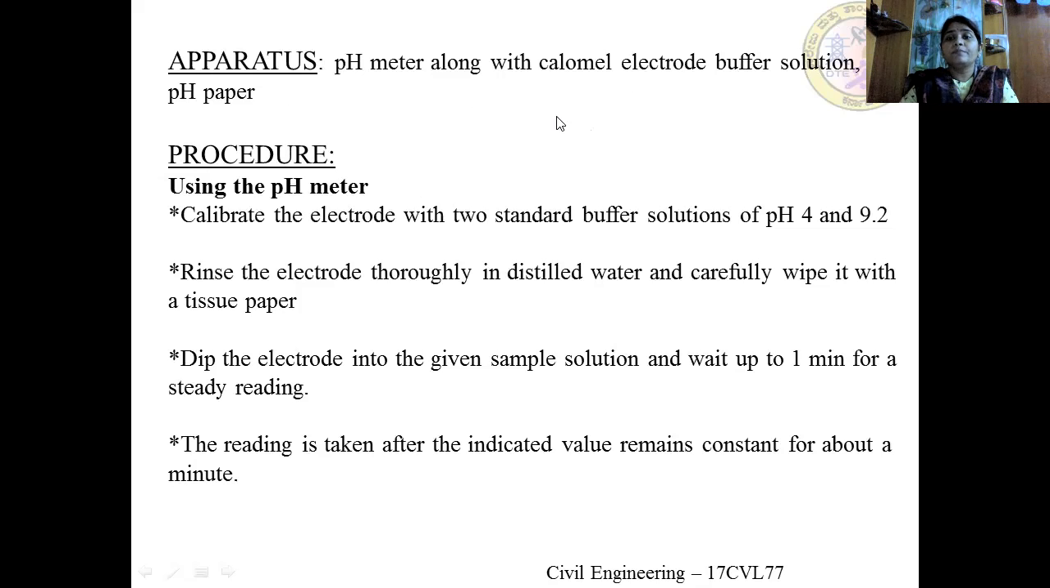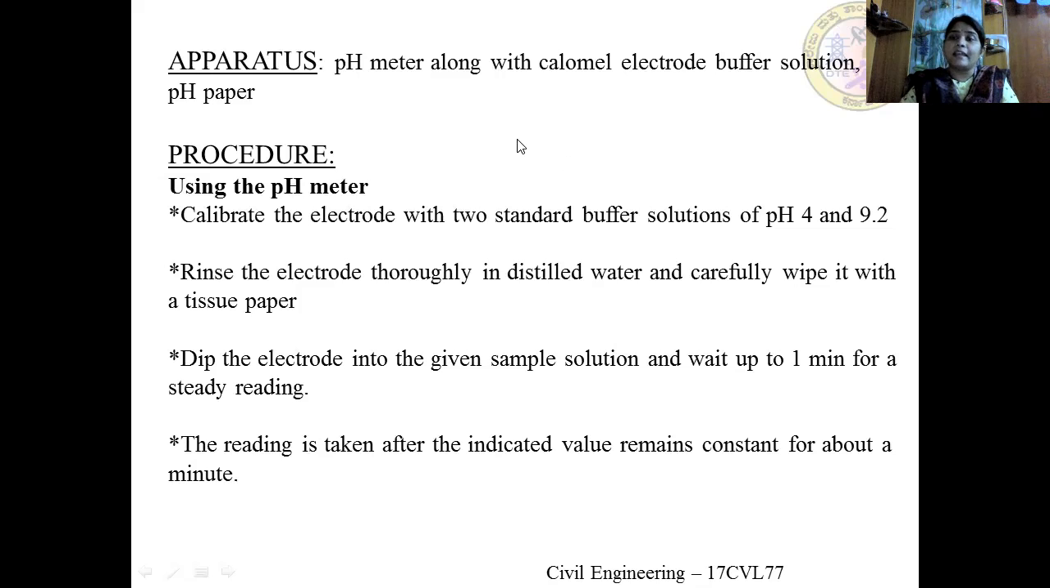This solution is readily available, or we can prepare it. Capsules, or pH capsules as we say, of a particular pH value are available. So the pH values of 4, 7, and 9, which means an acidic buffer solution, a neutral buffer solution, and a basic buffer solution, will be available. So we are going to consider those buffer solutions.